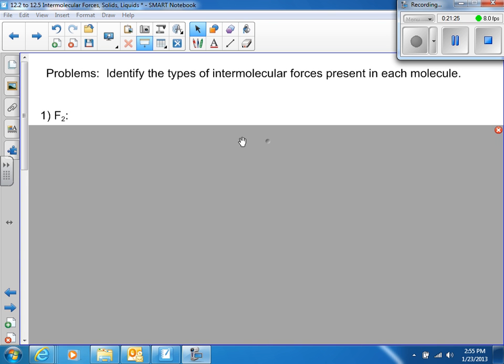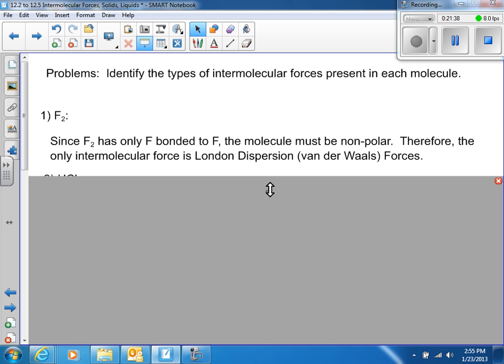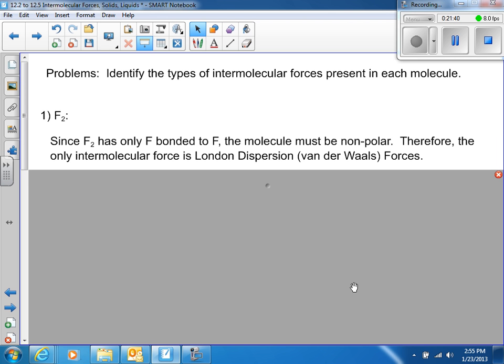And if you're nonpolar, you can't have hydrogen bonding. There's no hydrogen in here. You're nonpolar, you cannot have dipole-dipole forces. The only thing you can have is London dispersion forces, because all molecules have London dispersion forces. So I just wrote what I already said. Okay.